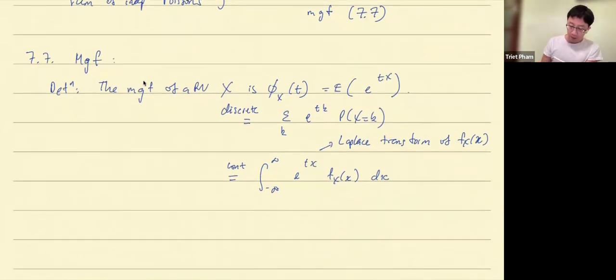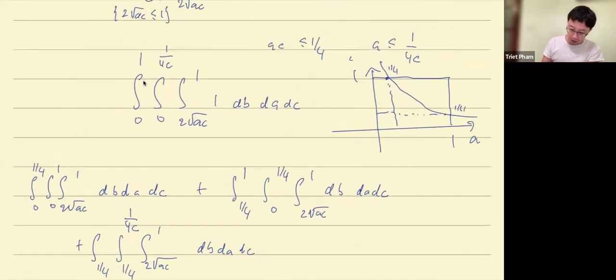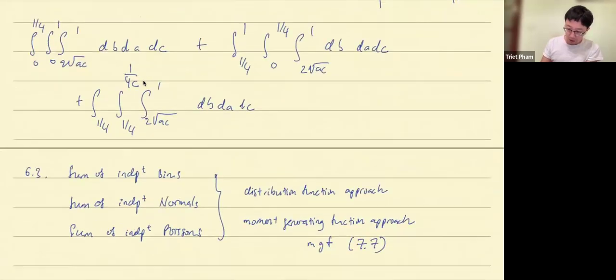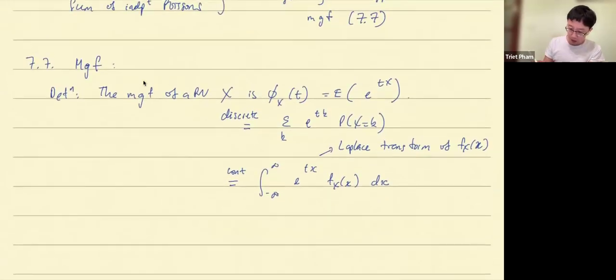So let's take a look at some example. Where are we? Quiz 5, right? Quiz 6. Suppose X is a Bernoulli. Find the moment generating function of X.